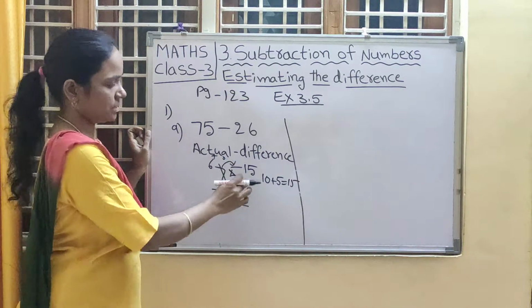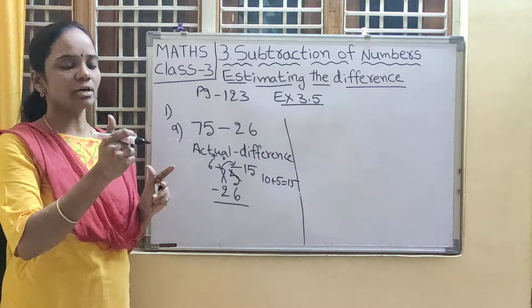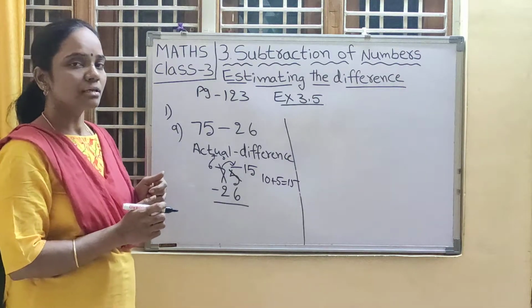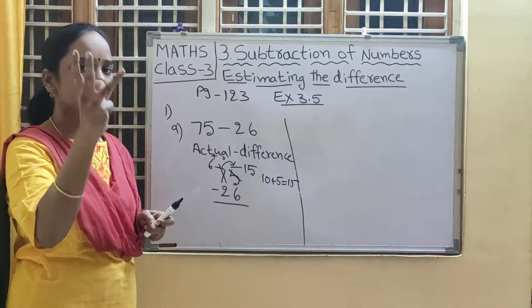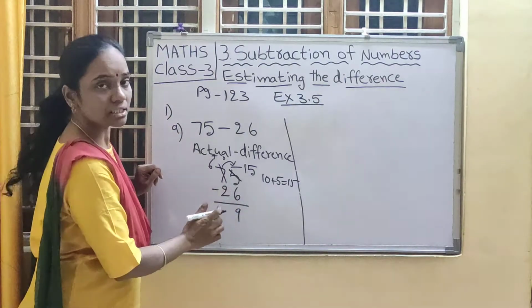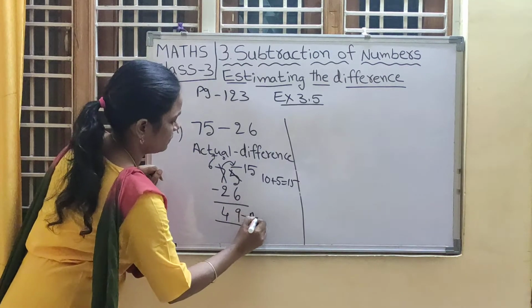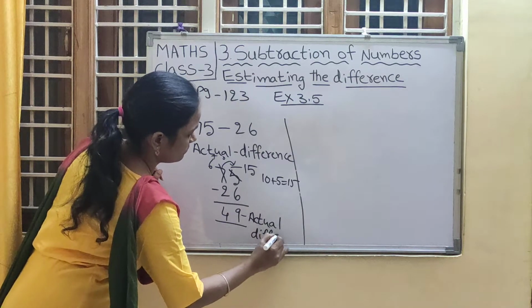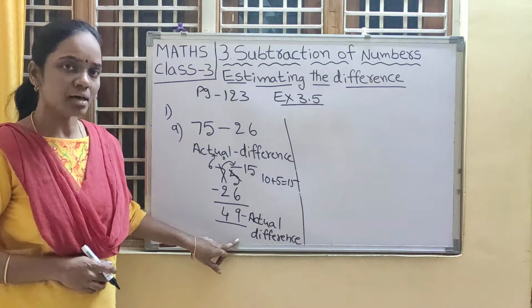Now 15 minus 6, how much, children? 6 after 15 means counting 7, 8, 9, 10, 11, 12, 13, 14, 15. 9 fingers. Now 6 minus 2, how much, children? 4. So this is the actual difference. 49 is the actual difference.